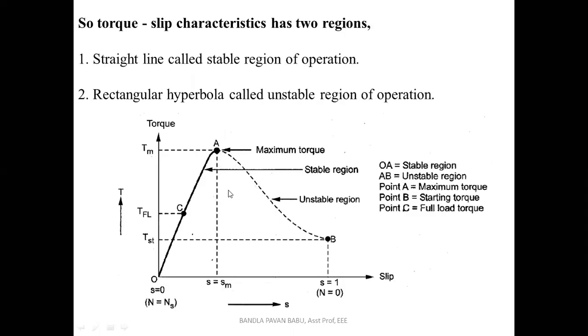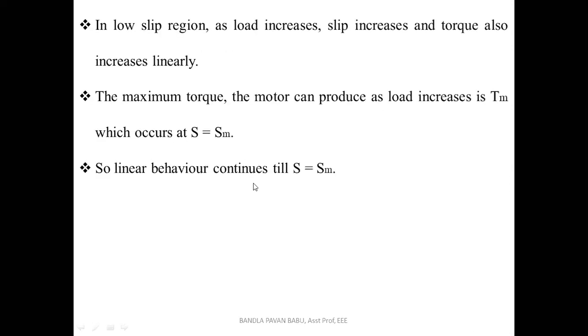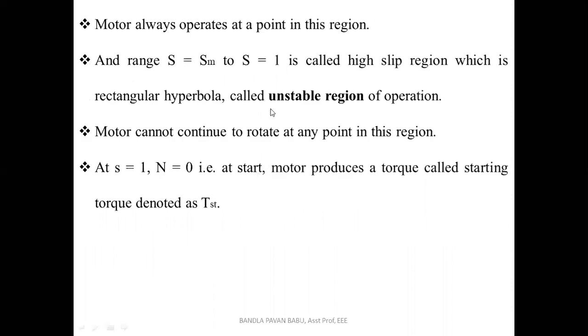Okay, so it appears to be a rectangular hyperbola. That is the unstable region there. Next, the motor cannot continue to rotate at any point in this region because it has reached the maximum value, that is S equal to 1. If S equal to 1, it means the rotor speed n equal to 0, that is at start. So that is the starting condition. That means the rotor has stopped rotating.